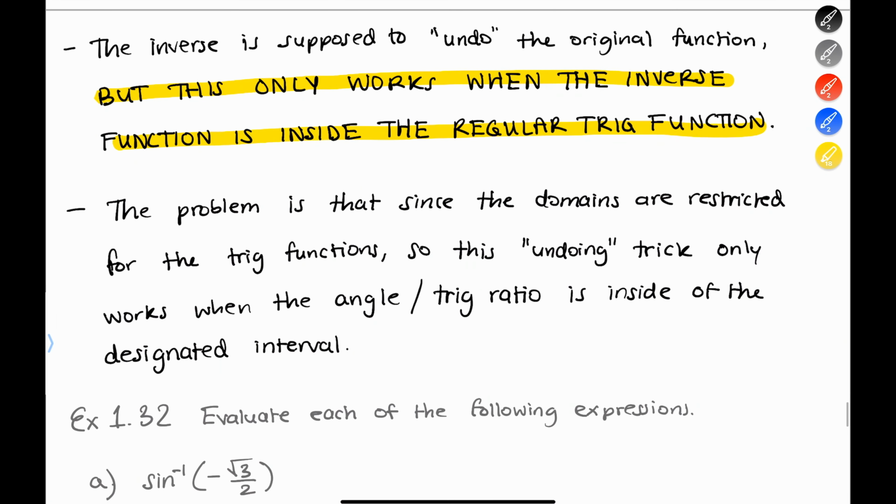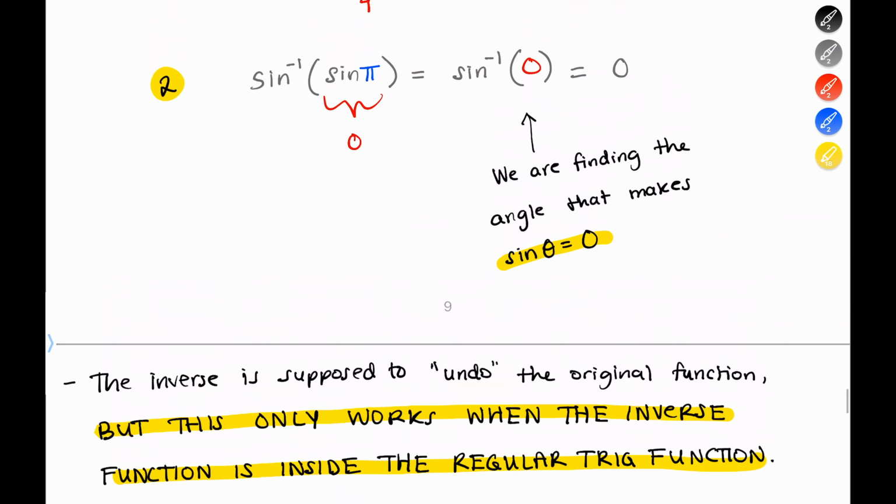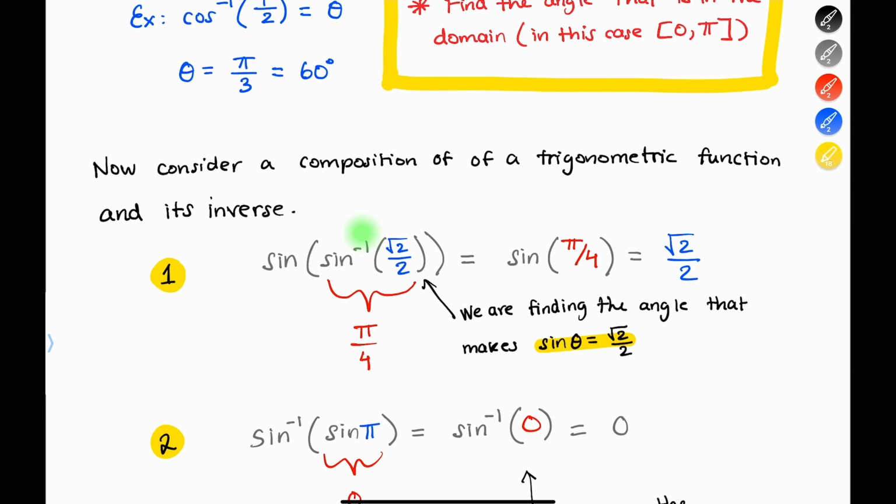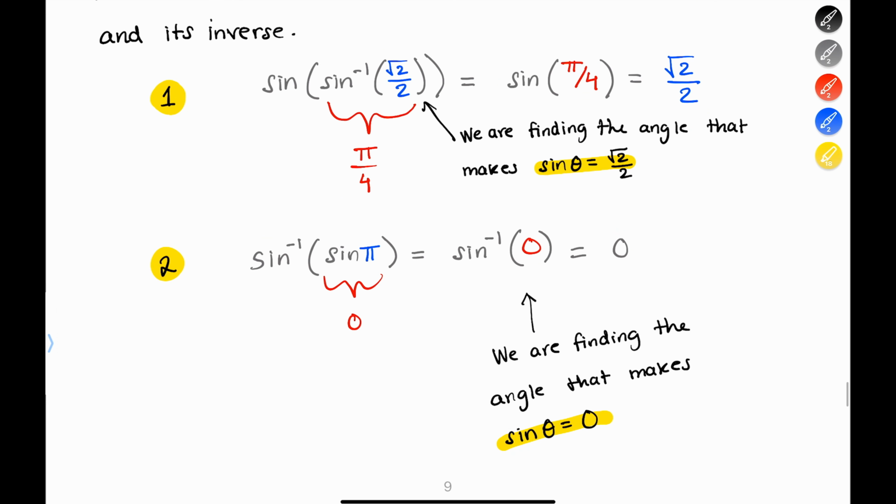And so the inverse is supposed to undo the original function, but this only works when the inverse function is inside the regular trig function, like I said. So it only works in this case, it only undoes in this case, but it does not undo in this case where the inverse function is outside and the regular function is inside.